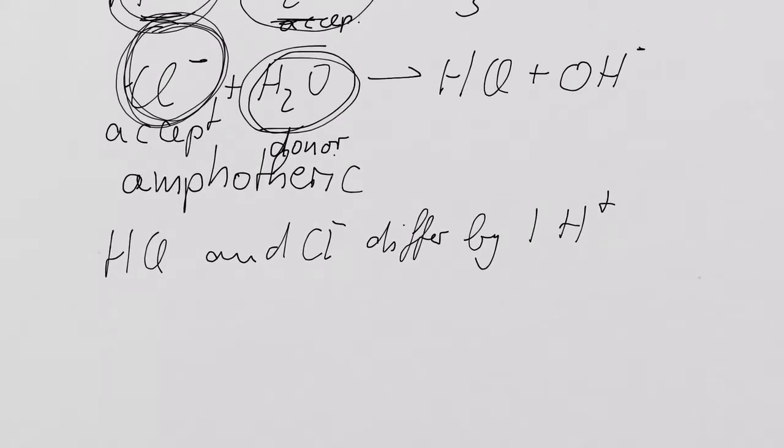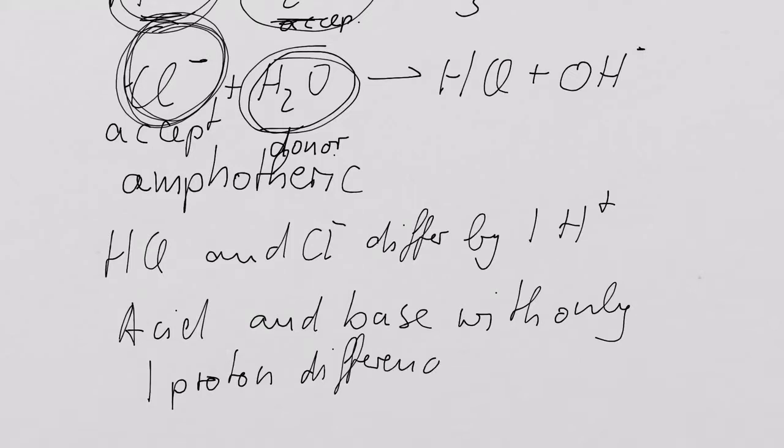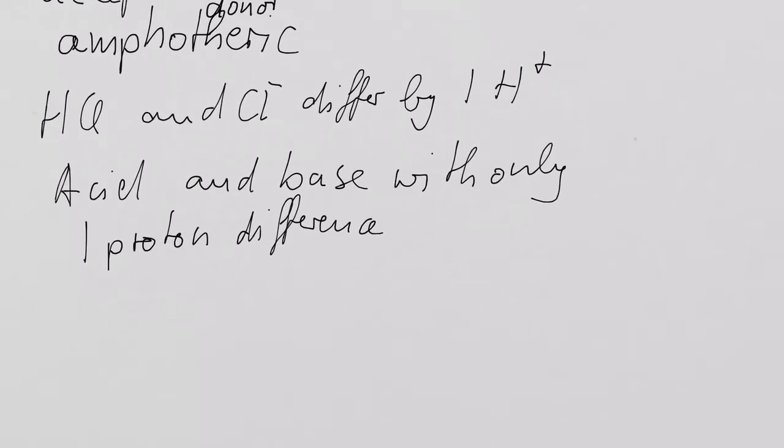If you have a system that is made up of acid and base, with only one proton difference, then this is called what you already said loud. It's a conjugated system.